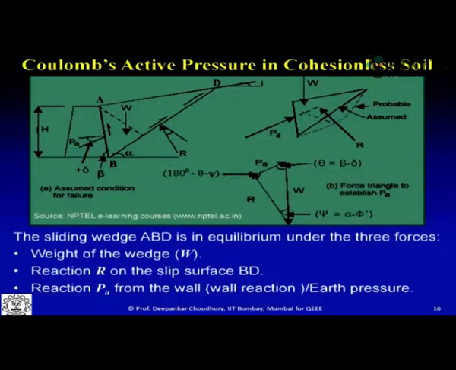So essentially what Coulomb had developed. This is the rigid retaining wall, and for Coulombic analysis it is not necessary that the vertical face of the wall should be a vertical one. That is, it can be an inclined wall also, which is a difference from the Rankine theory. In Rankine theory it says it has to be vertical.